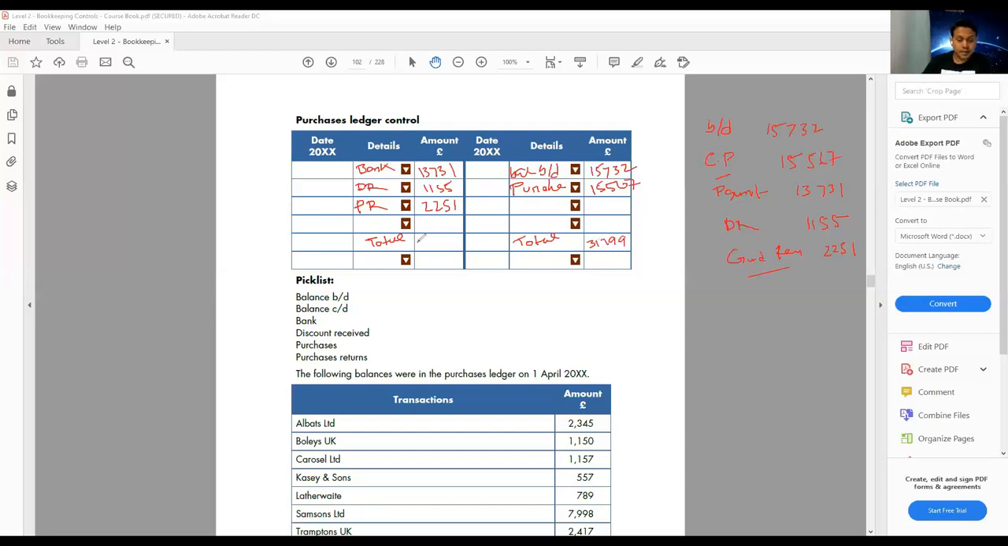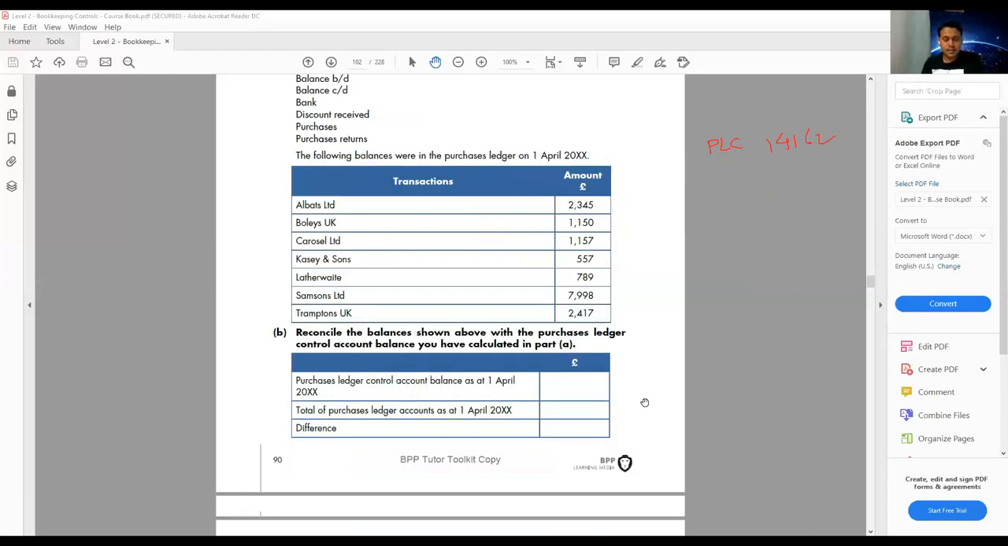31,299. I'm gonna write the same figure on the opposite side, 31,299. And I'm gonna get the balance CD. How much is the balance CD we have here? 31,299 minus 13,731 minus 1155 minus 2251. And the balance is 14,162. Okay, and that's my balance BD as well. So I'm going to write the figure here, 14,162, so that I can remember that. So the purchase ledger control is 14,162.